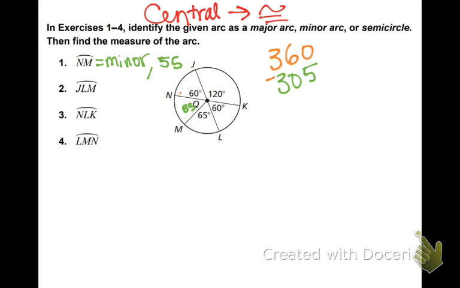Next one, JLM. Starting at J, going towards L, are we going to go to the right around the circle or to the left? To the right. JLM, so you're going to add 120, 60, and 65. This is definitely going to be a major. And what is 120, 60, and 65? 245?